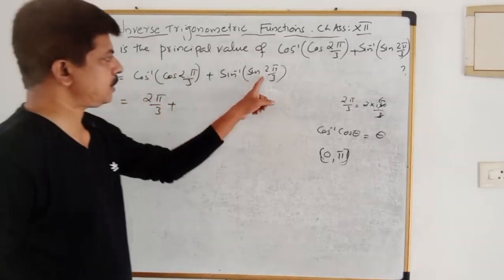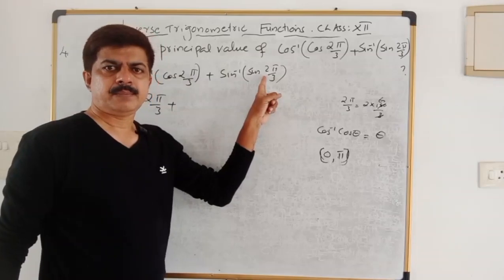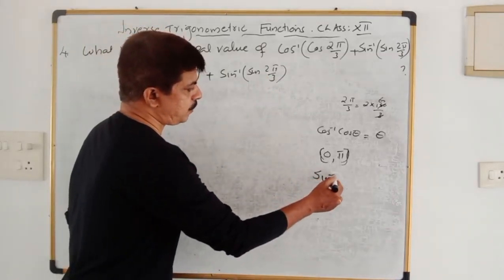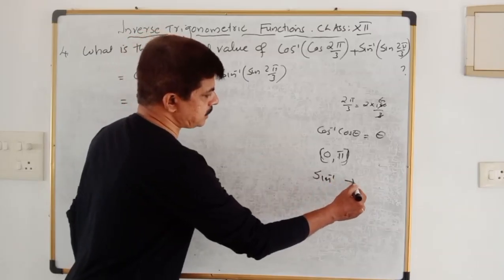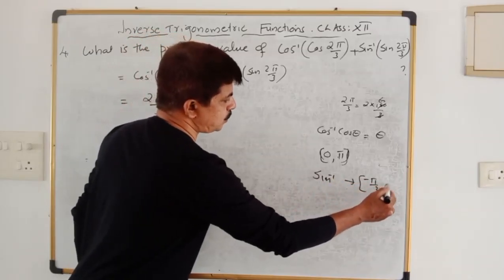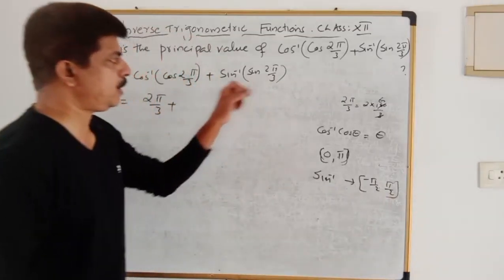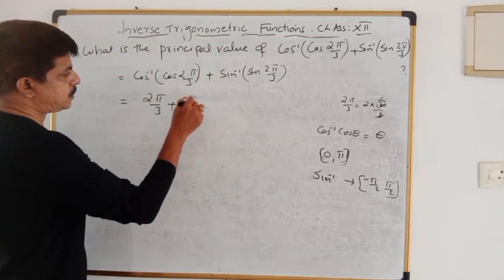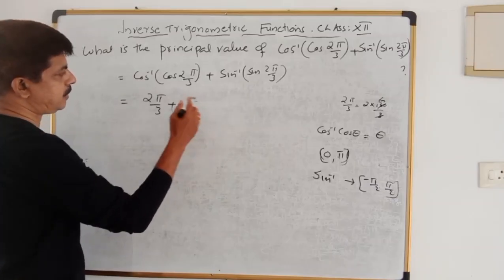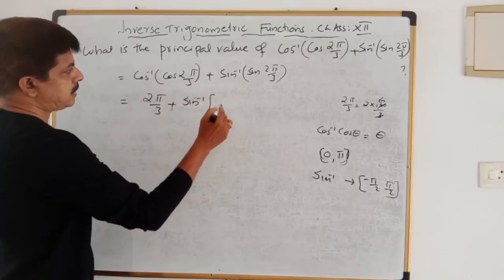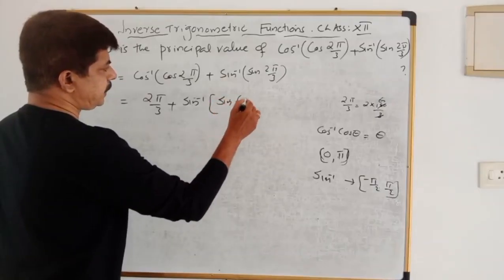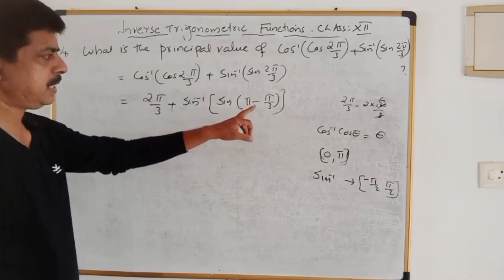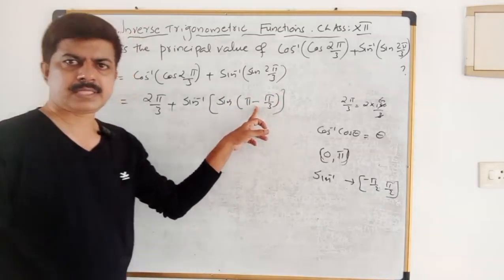So this 2 pi by 3 does not belong to the principal value branch of the sine inverse function. What is the principal value branch of sine inverse? We have minus pi by 2 to plus pi by 2. This does not belong to that, so we have to change it. So pi minus pi by 3 inside sine inverse sine. The sine function is positive in the second quadrant.